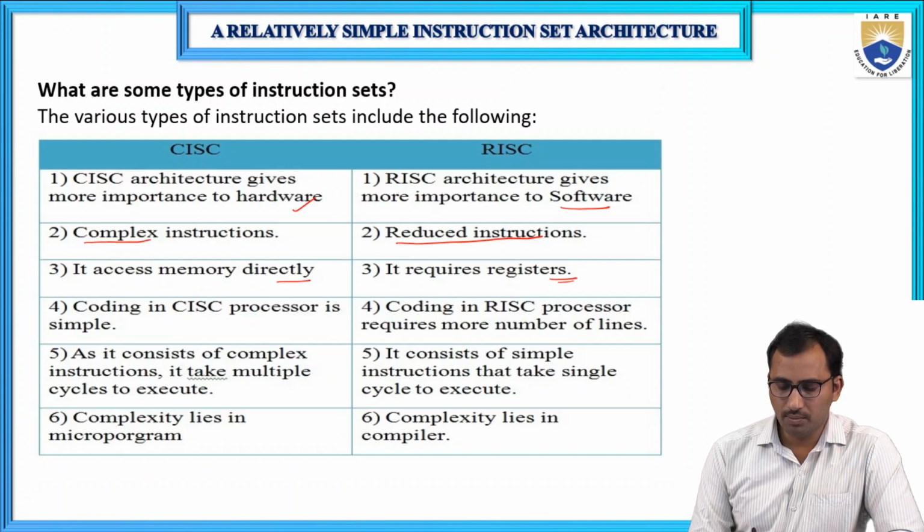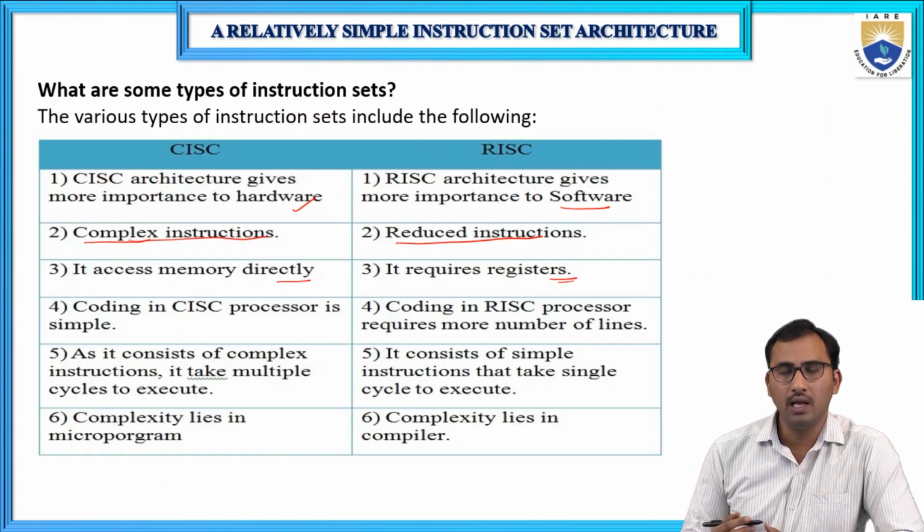Coding in a CISC processor is simple because the instruction set is very complex. That means a larger number of instructions are available, so the coding becomes simple. Whereas the RISC architecture has a limited number of instructions, so it becomes quite difficult to write the program with a limited number of instructions.